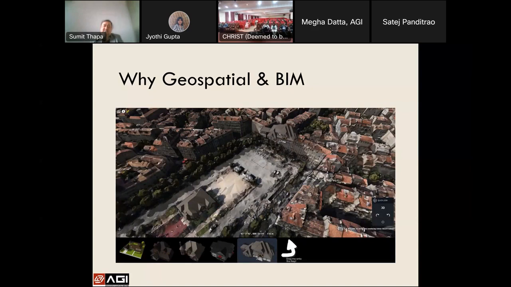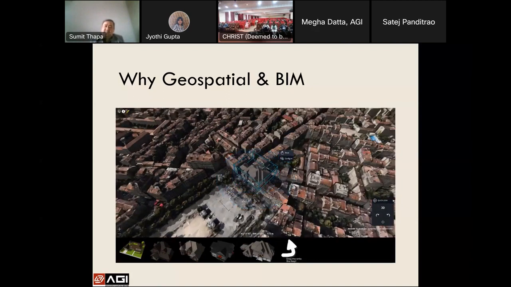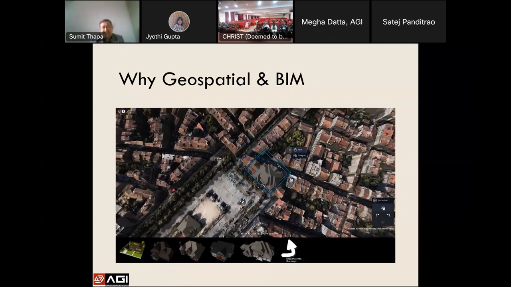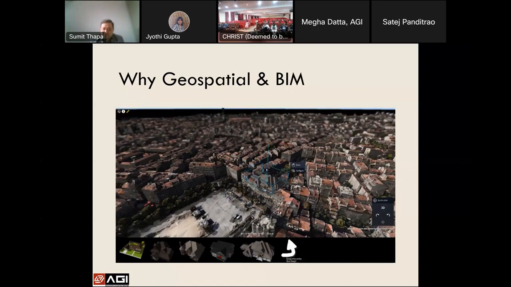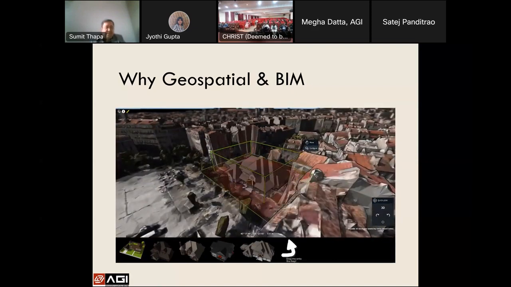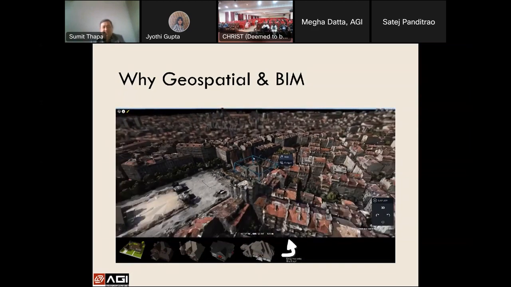Another use case is for redevelopment purposes. If you are planning for some objects where you already have a very old structure, and you want to demolish and redevelop it, how is it going to look and how is it going to fit in with the current skylines, with the current elevations of the nearby buildings? For that purpose also, BIM helps you out.